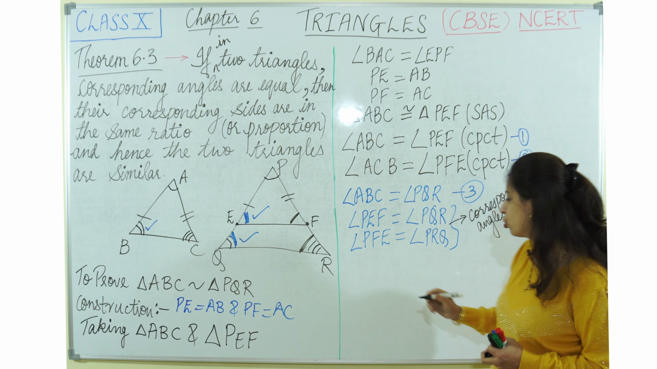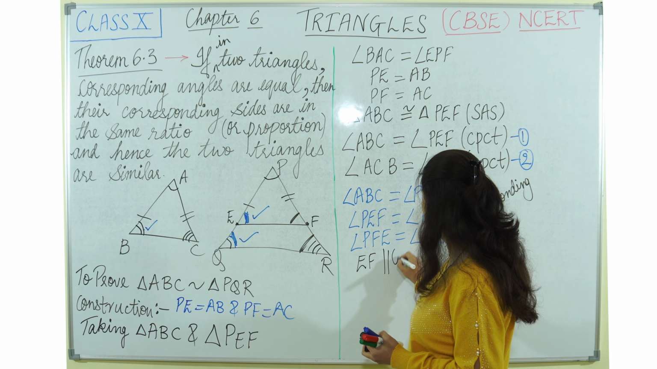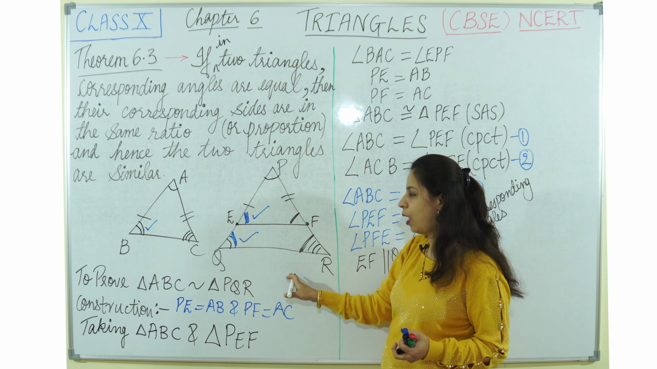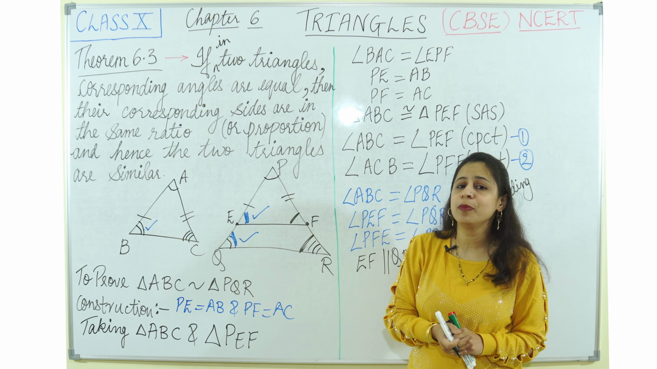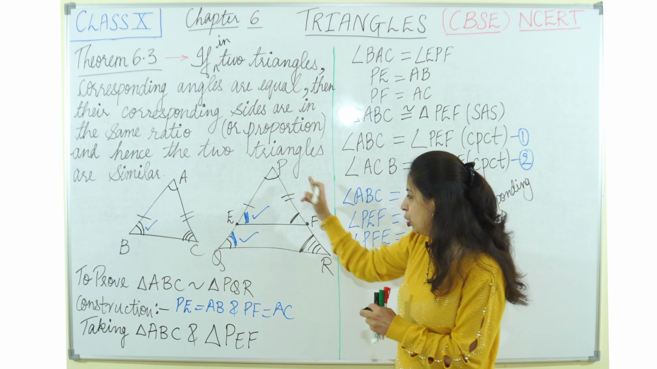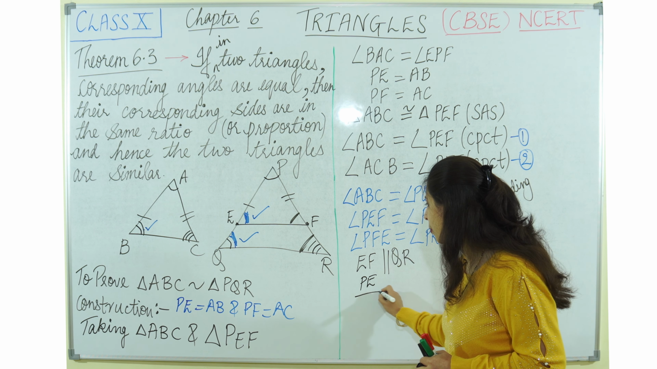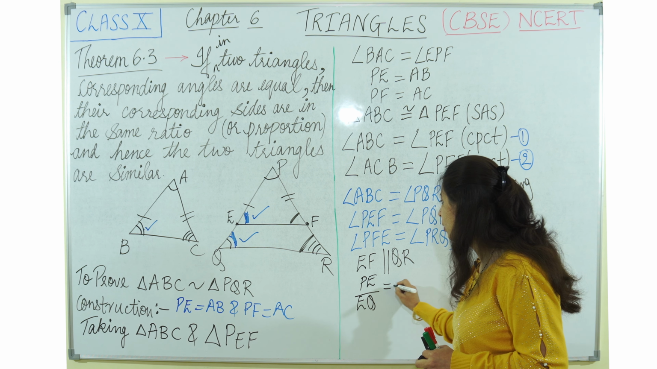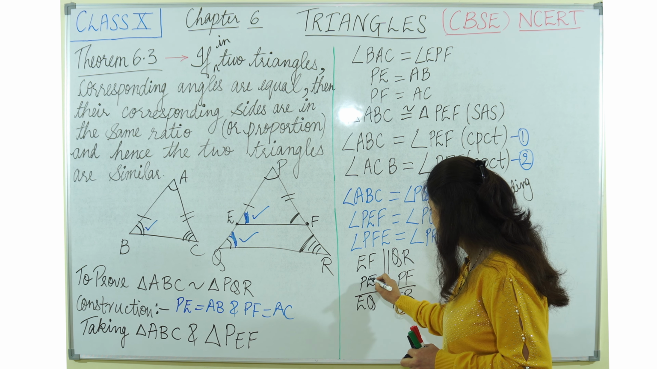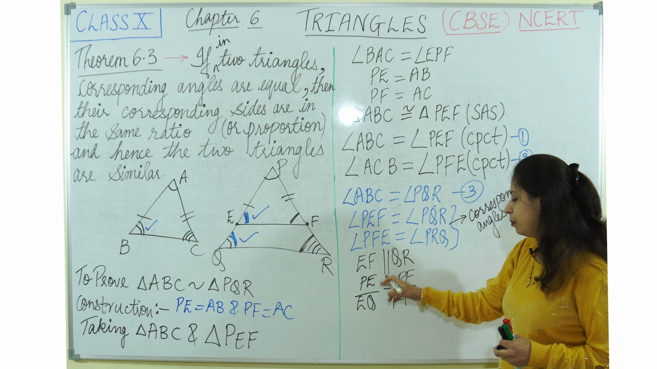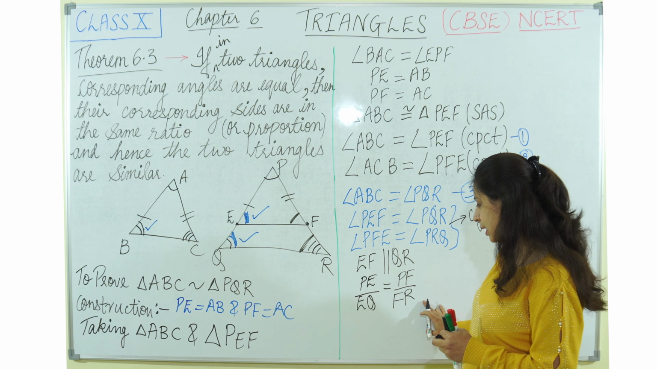Okay. So here we can say EF is parallel to QR. When EF is parallel to QR, and E and F are points lying on the other two sides of the triangle, the basic proportionality theorem is applicable. So from here I can easily get PE upon EQ equal to PF upon FR.